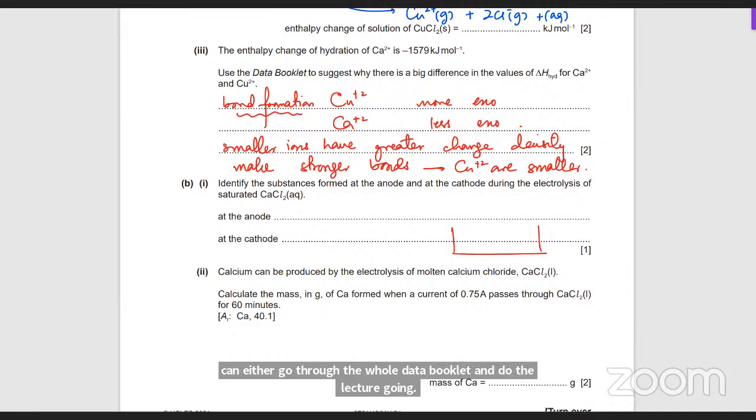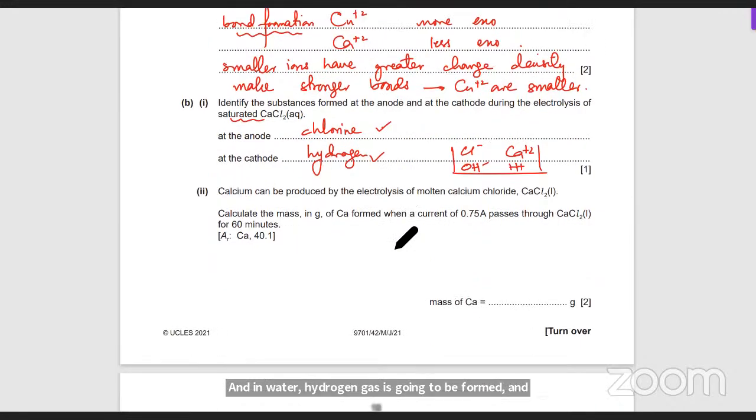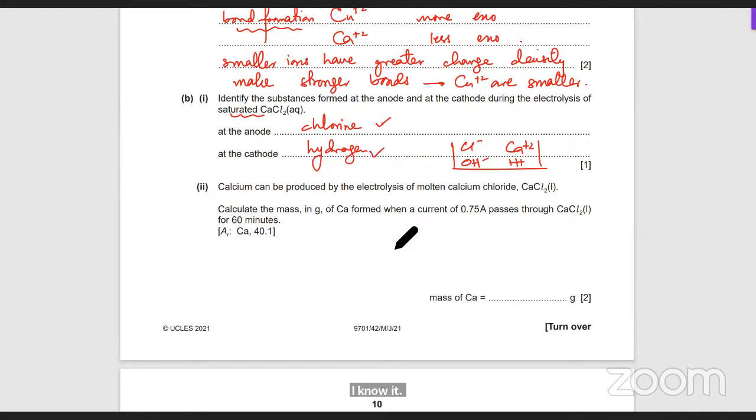You've got, जब भी saturated होगा ना, it's always chlorine at the anode. And there's going to be H+1, so there's going to be hydrogen gas formed at the, ये सारे ions होंगे आपके पास, calcium ions, H+1, Cl ions and OH ions in water. Hydrogen gas is going to be formed and chlorine would be formed at the anode. So Calcium, whenever there is attached halogenoalkanes, then we can write that Cl2 or Br2 getting attached to the anode.